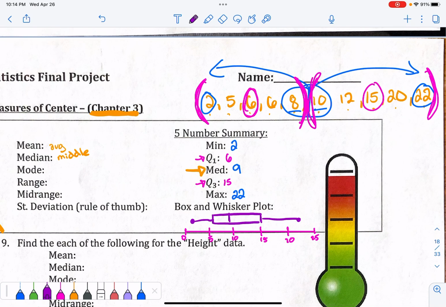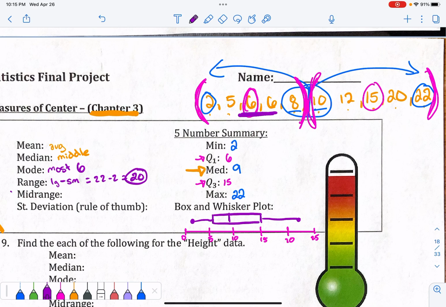I'll go back over here to the mode. The mode is the one that occurs the most, and in this case, I think I only have one mode, and it is 6. 6 is showing up twice. If you don't have any that show up more than once, then you have no mode. The range is the biggest minus the smallest. So largest minus the smallest, which in this case would be 22 minus 2, so 20 is my range, okay?